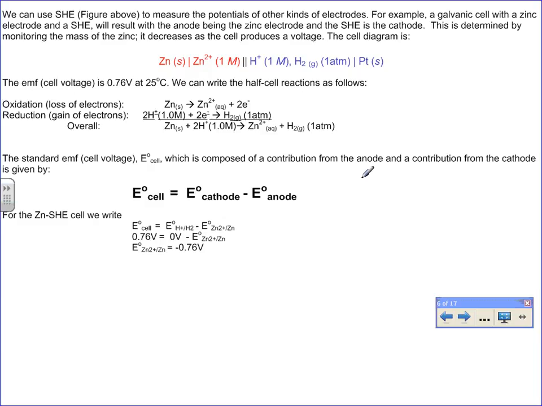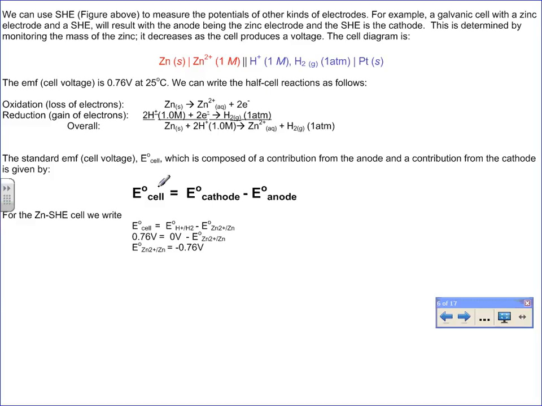But how we decide which one is the anode and which one is the cathode is by examining the actual substances. And we monitor the mass of the zinc in this case. The zinc actually decreases in mass. So we know that it is being oxidized, that the zinc electrode is losing electrons to form Zn2+. So I now know that zinc is the anode and the SHE electrode is the cathode. So these are the reactions that are happening in this galvanic cell with an overall cell potential of 0.76.